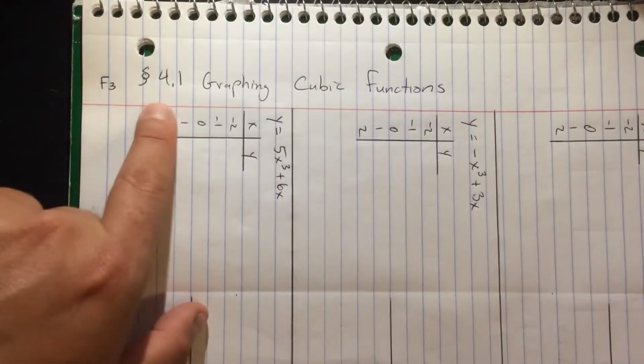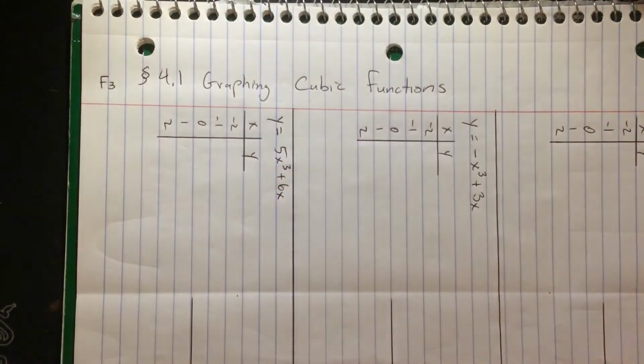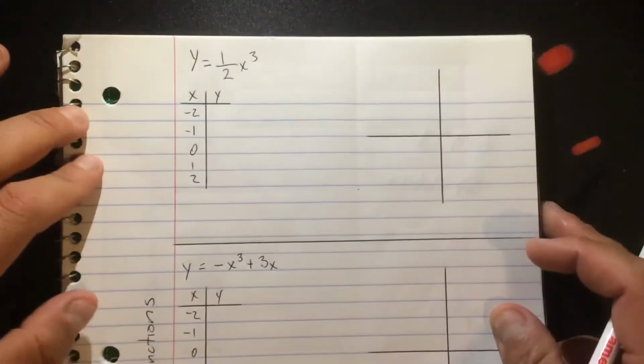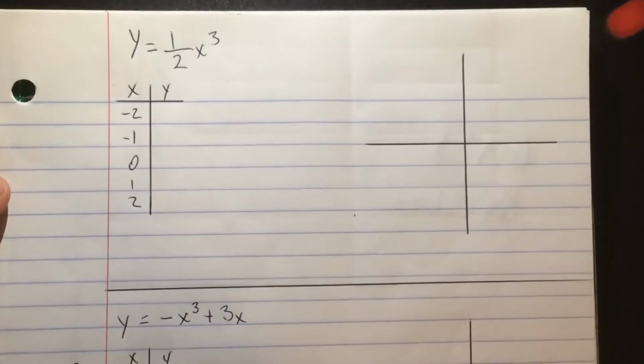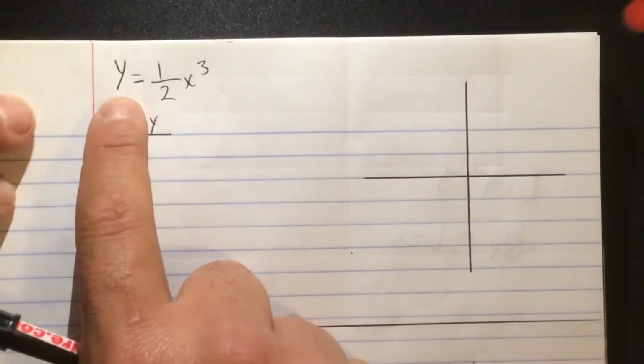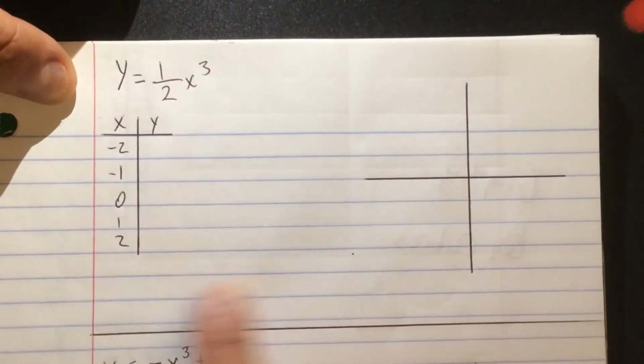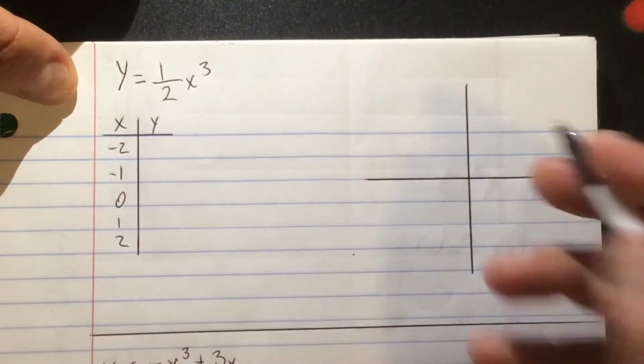This is foldable number 3, section 4.1, graphing cubic functions. I believe we've done these before, but I wanted to go over them because we're going to be using these in this section. So I have here my cubic function, y equals 1/2 x cubed. What I'm going to do is plug this into a t-chart, and then we're going to graph it that way.